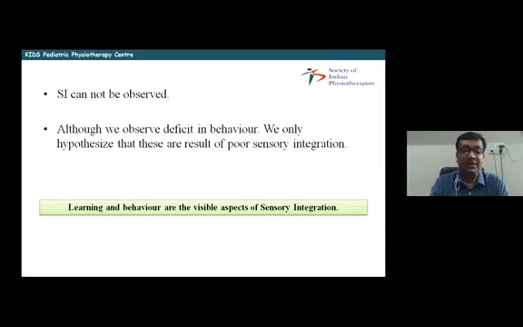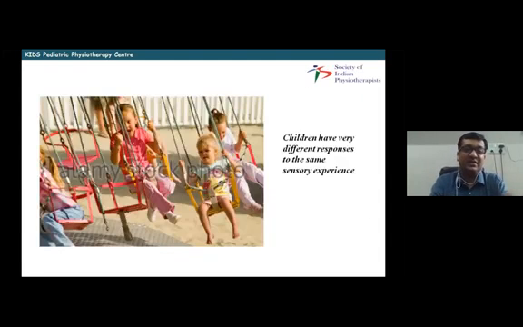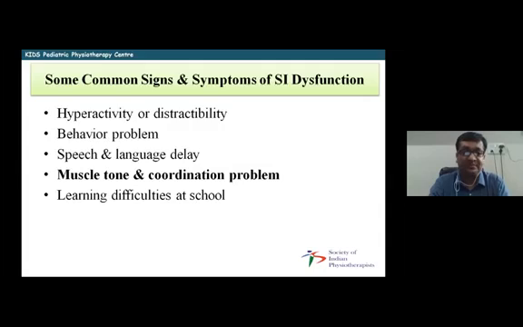Okay, learning and behavior are visible aspects of sensory integration. You can see this picture. Why did I put this picture here? Because every child responds differently to one sensory experience. See the facial expressions of these kids. These kids are all expressing themselves in different ways.